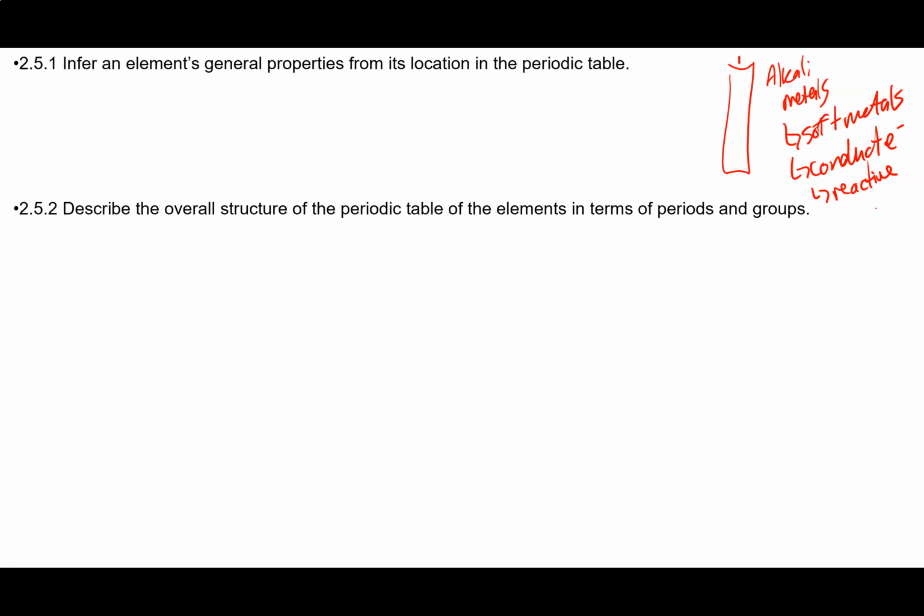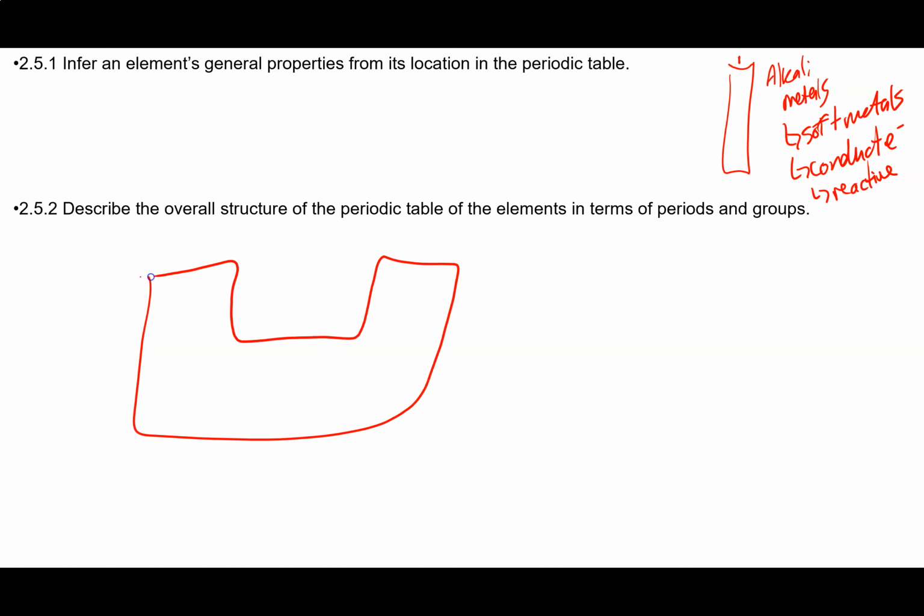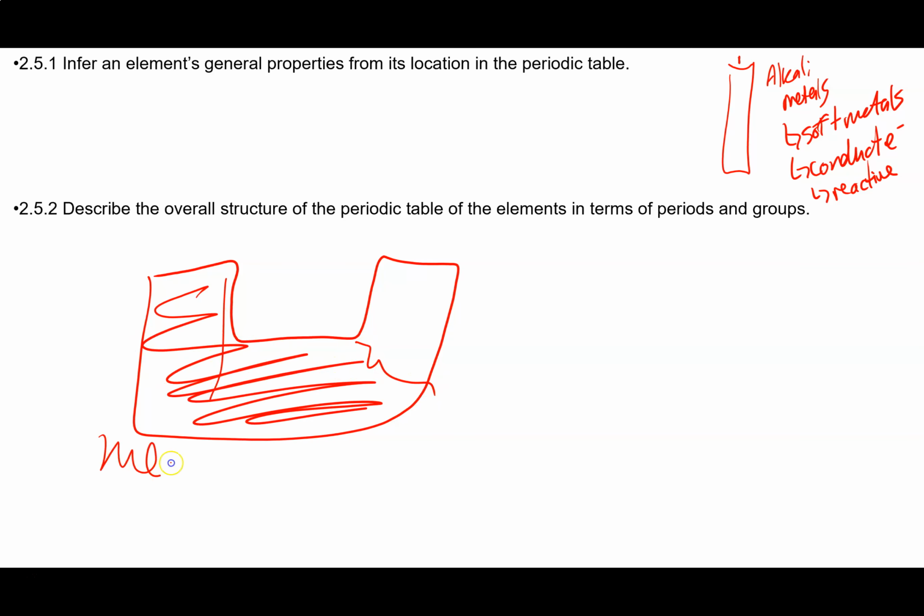You're looking for general statements, right? So general statements. Overall structure of the periodic table, when it comes to periodic table geography, hopefully you feel pretty comfortable. You know, for instance, that this is all metals. Then there's the semi-metals or metalloids.